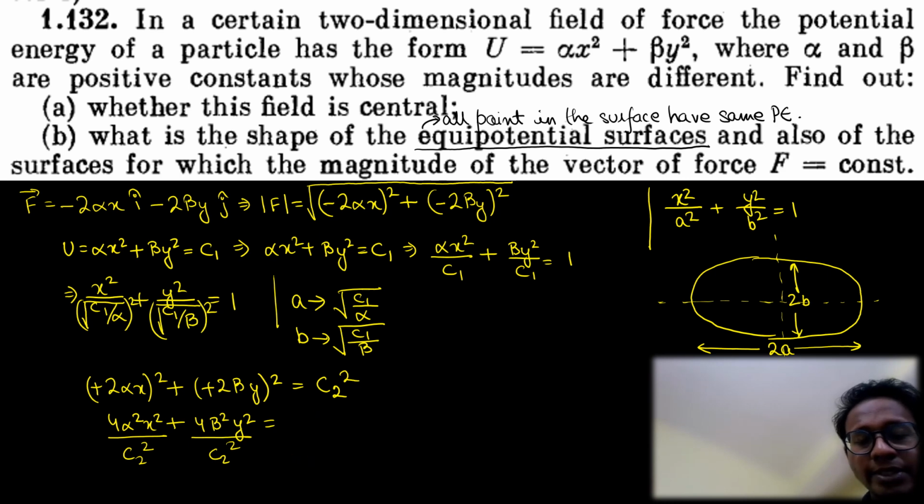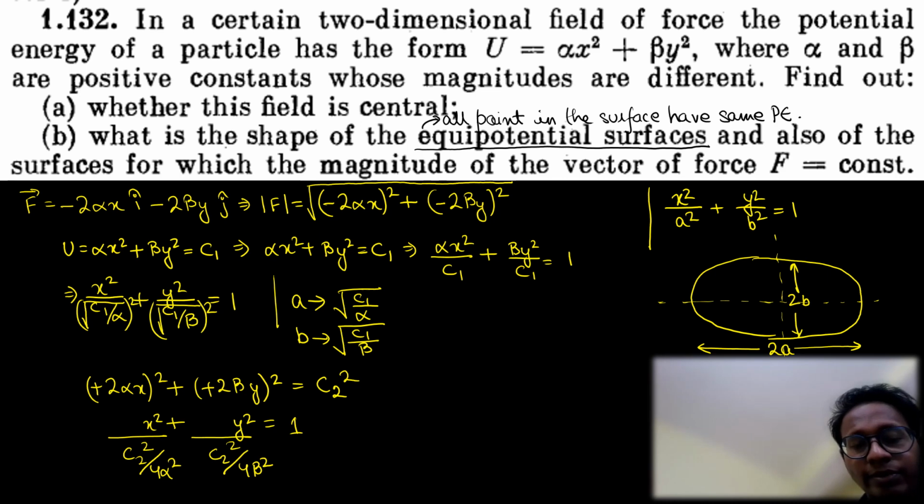This entire term is 1. Now can I send 4b square to the denominator? Okay, so I'm sending 4b square to the denominator and 4 alpha square to the denominator. So divided by 4 alpha square, divided by 4 beta square.